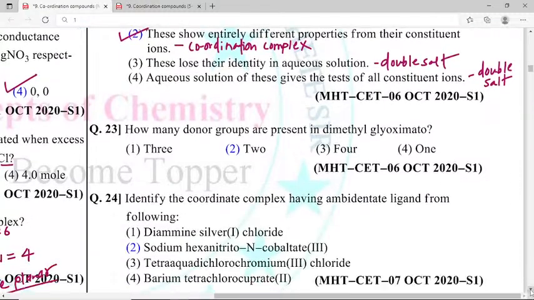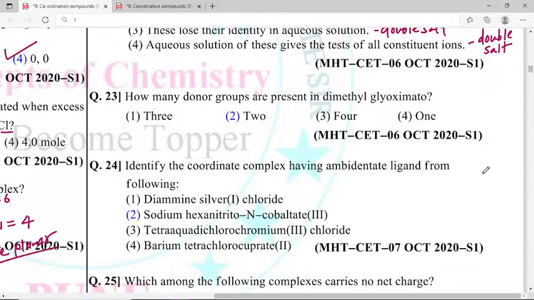How many donor groups are present in dimethylglycoximate? So it contains 4 donor atoms actually. DMG, dimethylglycoximate, has 4 different donor atoms or donor groups.